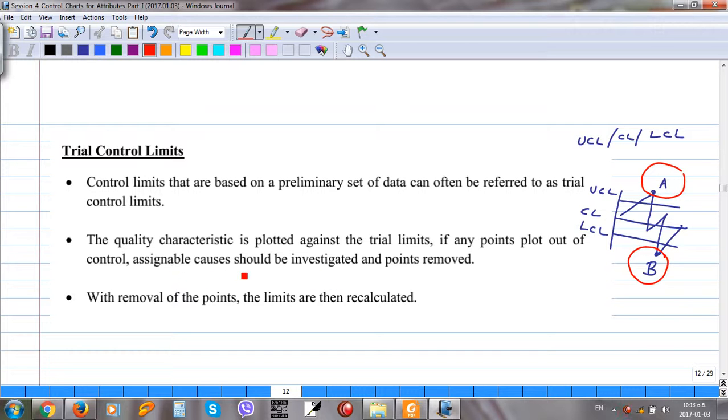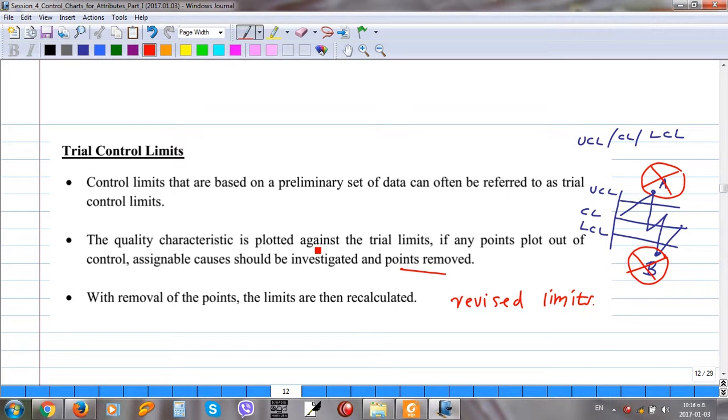Then the assignable causes should be investigated and the points removed. If these go beyond these lines, you have to remove them. Points A and B need to be removed from this control chart, and you have to find the revised limits. If some points are removed, then you have to recalculate the control limits. With the removal of the points, the limits are recalculated, so we call these the revised limits.